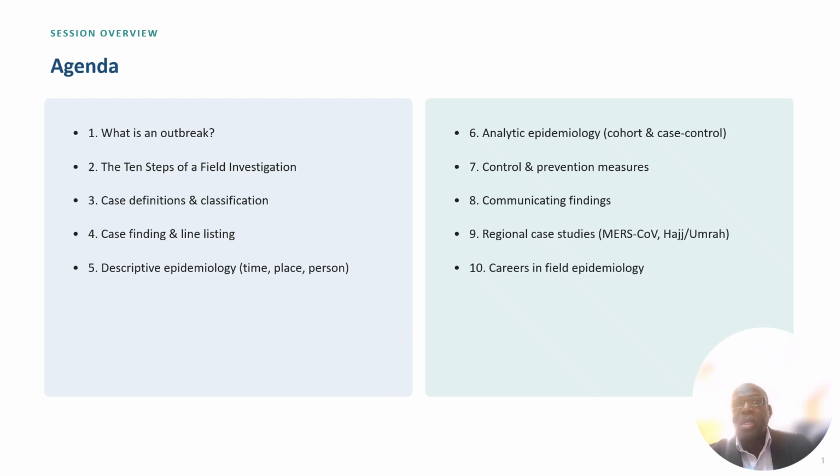The data should be represented in terms of time, place, and persons. Analytical epidemiology is the next part of the studies, which comes after descriptive epidemiology. Control and prevention measures are also part of the outbreak investigation process, and we communicate the findings to three priorities: the health authorities, the leaders, and the community.